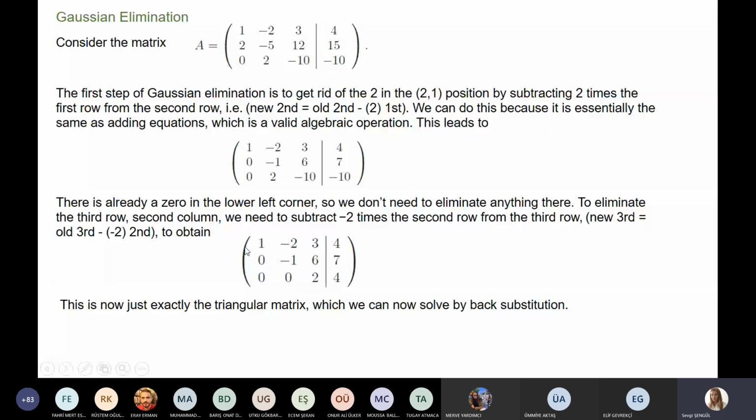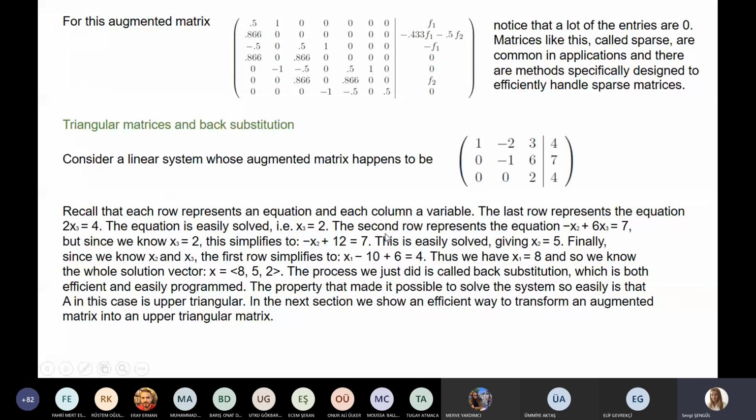Once it is a triangular matrix, you can easily find the solution by back substitution, which means that if this is x, y, z, 2z equals 4, then z equals 2. If z is 2, you plug it in here and find y. And once you find y, plug it into this one, because this is x minus 2y plus 3z equals 4. You found z, you found y, you can find x. This is the back substitution, right? And you can find it easily.